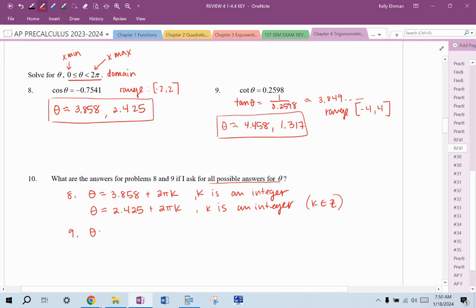For 9, it would be theta is about 4.458 plus 2 pi k. I'm going to write the k as an integer thing in a minute. On a test or quiz, I'd be okay with you saying the whole thing, k is an integer. That's it.